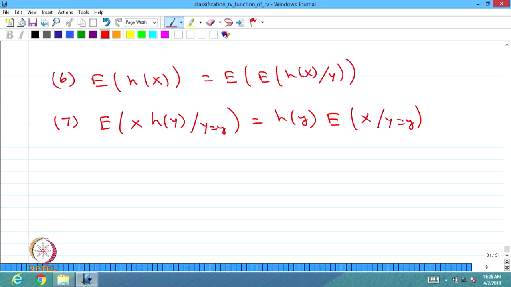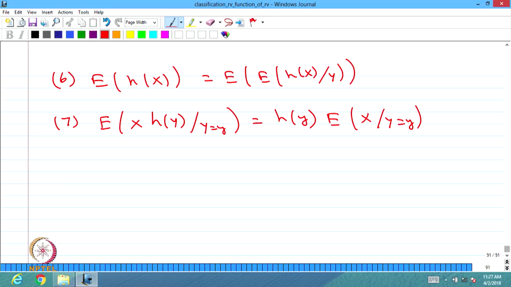That means when you condition on Y taking a value small y, h of Y is no more random. Y is a random variable, and h of Y is a function of a random variable where h is a Borel measurable function. Therefore, h of Y is a random variable. So when Y takes a value small y, h of capital Y is no more random. It is going to be treated as a constant. So the constant comes out while computing the expectation. So h of y times the conditional expectation.